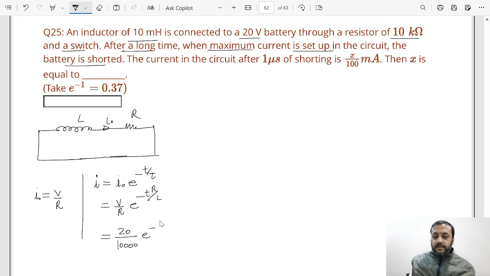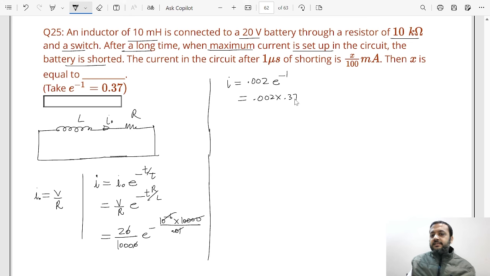We have to put here e to the power minus t, where t is 1 microsecond, that means 10 to the power minus 6, over resistance 10,000 and the value of L is 10 millihenry, that means 0.01 Henry. So this will cancel out entirely, and this value becomes 1. So I is equal to 20 by 10,000, which is 0.002, into e to the power minus 1. e to the power minus 1 is given as 0.37, so that means 0.002 into 0.37. This will be in amperes. If you want to write it in milliamperes, we have to multiply this by 1000.